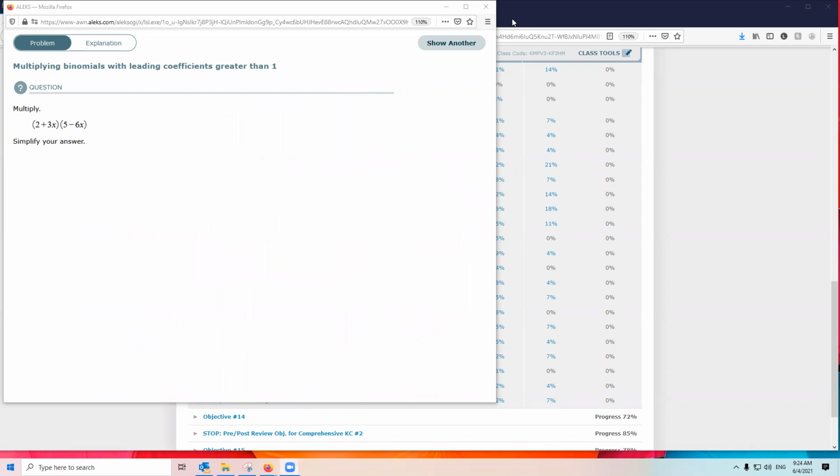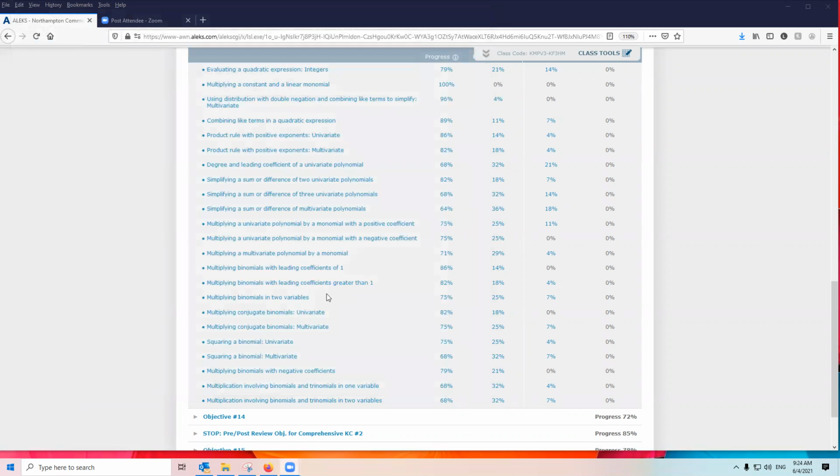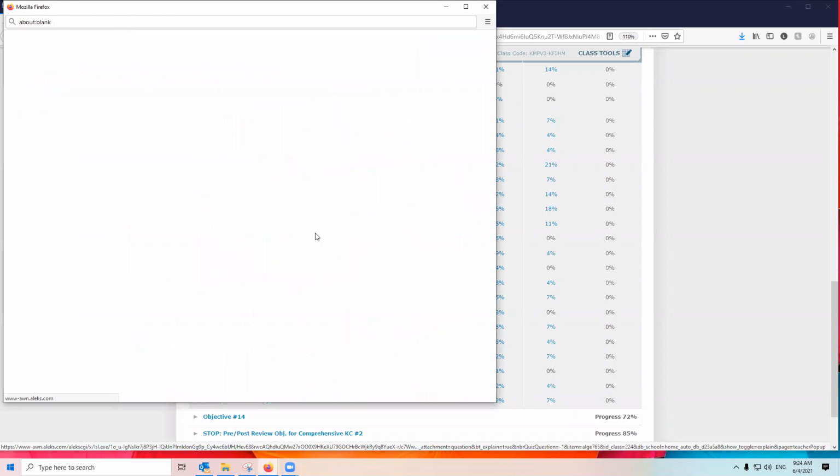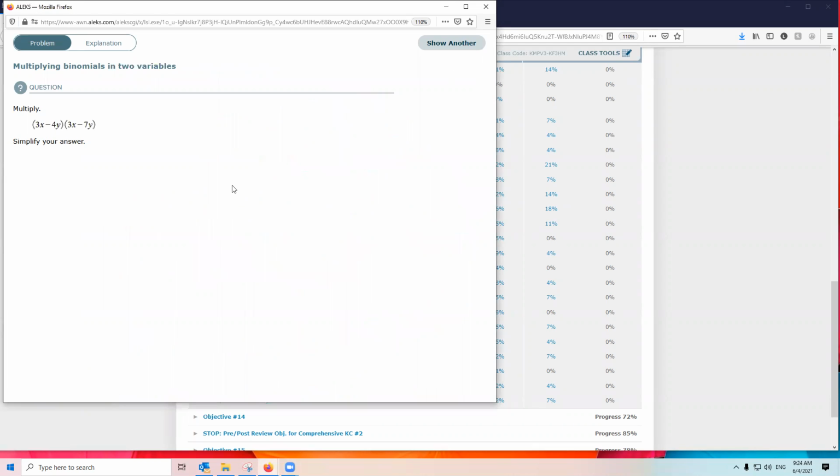All right, let's do a few more examples. How about if we do an example here where there's more than one variable involved. So notice here there's both an x and a y. Well, that doesn't really matter for this multiplication. We just follow the exact same steps.